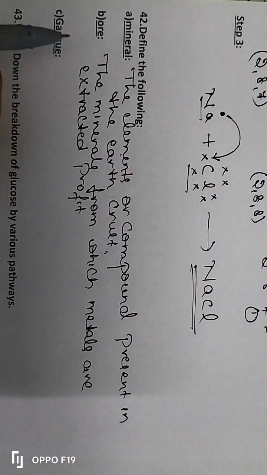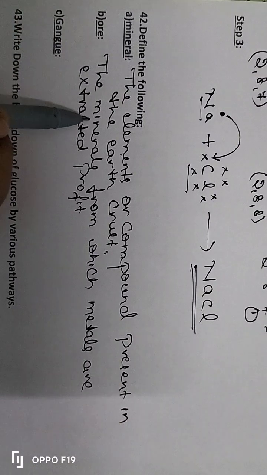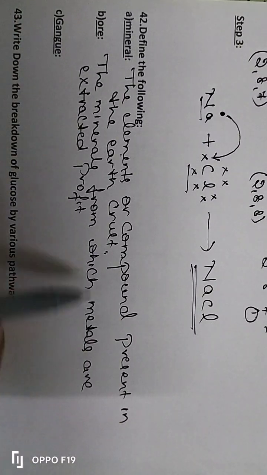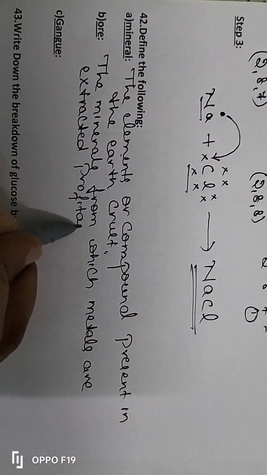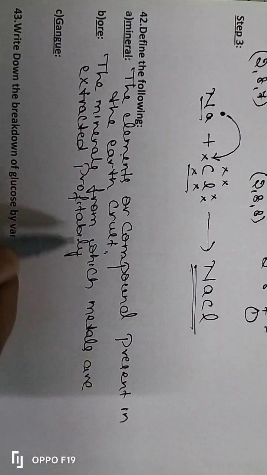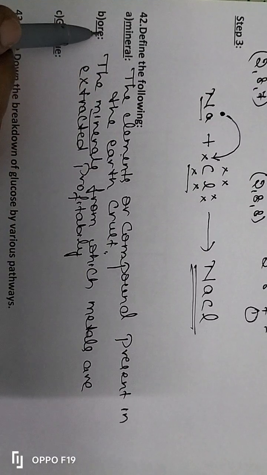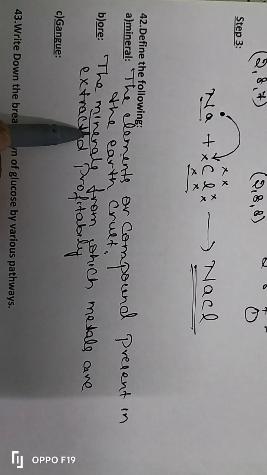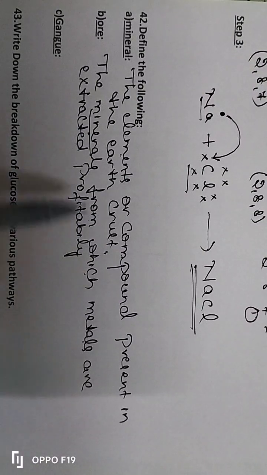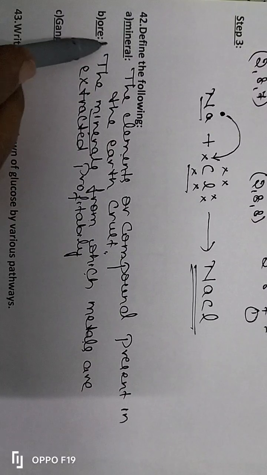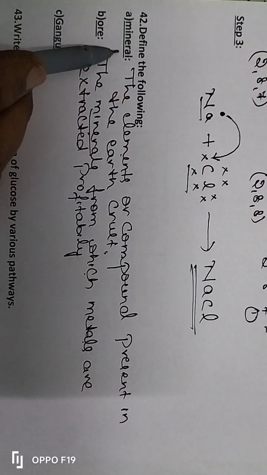What are ores? Ores are the minerals from which metals are extracted profitably. If the metals are extracted profitably from the mineral, then such minerals are called ores. So these three definitions you have to keep in your mind because they may ask in the examination.